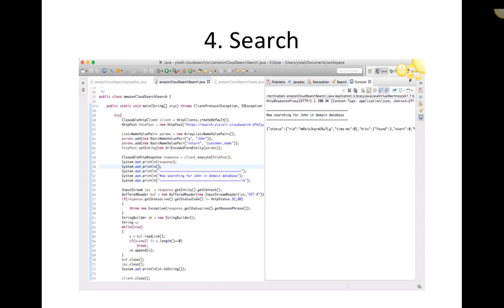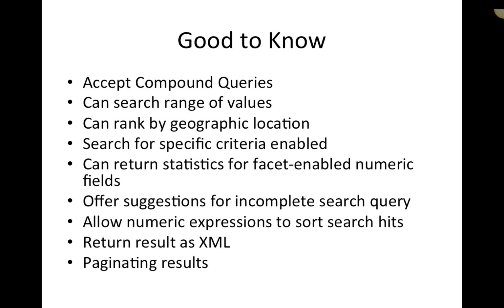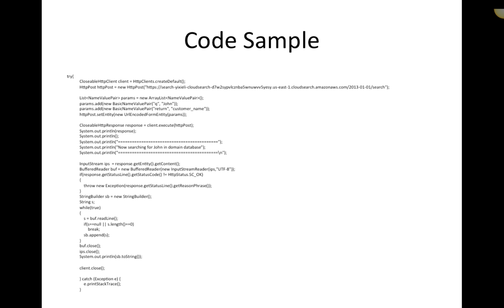Over here, search is straightforward, and is a very resourceful tool as well. It accepts compiled queries. You can search range of values, rank by geographic location, etc. These are all the things you can go and play with, and this is definitely worth trying. Code sample here, straightforward, is another post request with 2 different parameters here, the query and the requested return column field. So this is quite simple. It returns 3 hits for us because that's how many repetitions I have in the document, and that's it.